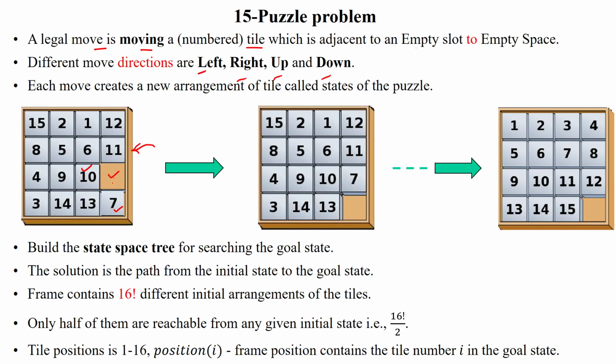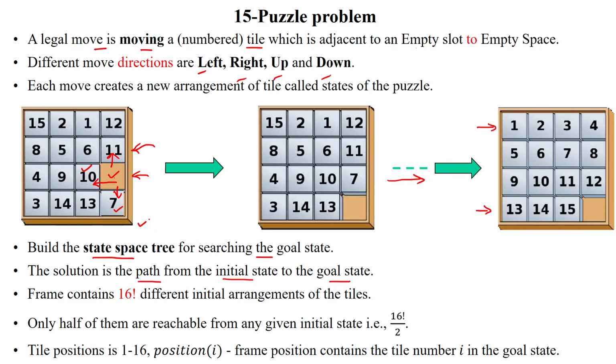That means we have to move this empty slot to the left, up or down. When you move the empty slot, that numbered tile automatically comes into this position, and the empty slot goes into that numbered tile's position. By a sequence of legal moves, finally we have to reach the goal state, which has the numbers arranged in ascending order. Here the state space tree is used to reach the goal state with minimum time complexity. The solution is the path from the initial state to the goal state.